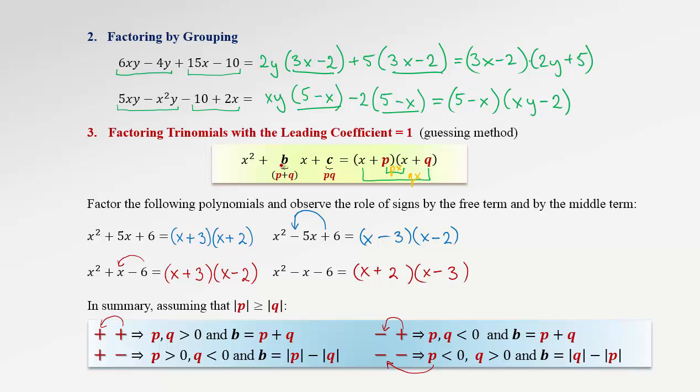To obtain the middle coefficient b, we're really finding the difference between the absolute values of the numbers that we're looking for. So in this case, it will be the larger absolute value minus the smaller absolute value. And in that case, when the middle coefficient is negative, to obtain b negative, we go the other way around, starting with the smaller absolute value minus the larger absolute value.